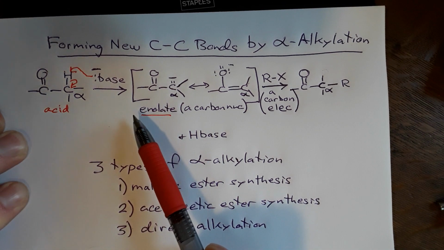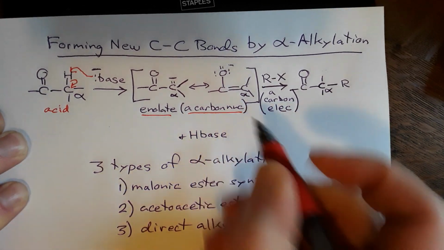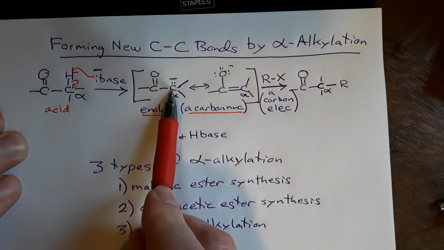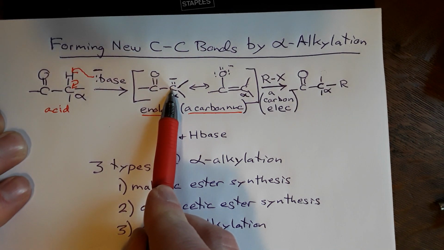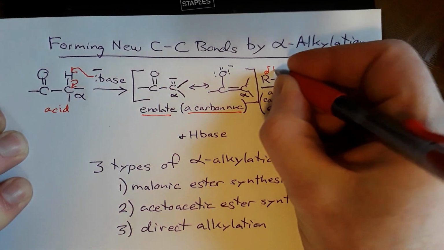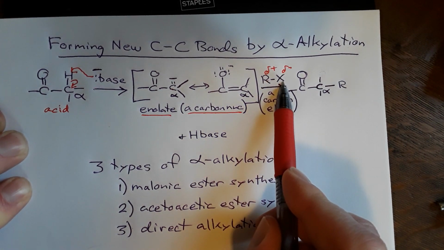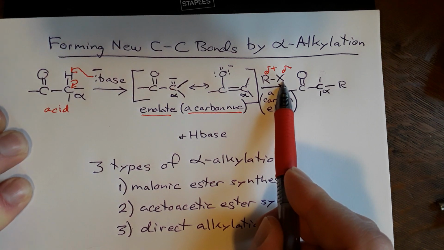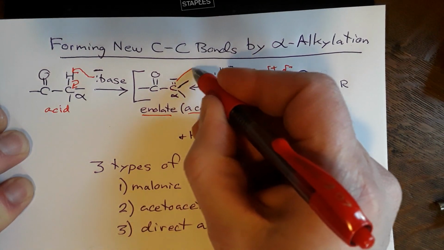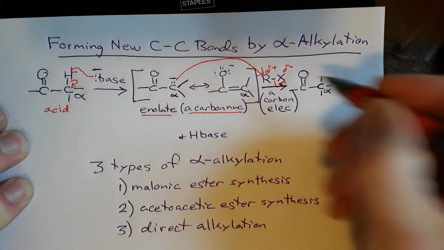So enolates you are going to now think of in the future as carbon nucleophiles. Right, on the alpha carbon next to the carbonyl, we have a negative charge. So we have a carbon nucleophile here. If we had a carbon electrophile, like an alkyl halide that has a partial positive charge on the carbon and a partial negative charge on the halogen, whatever that might be, chlorine, bromine, iodine, then we can form a new carbon-carbon bond between the carbon nucleophile and the carbon electrophile.